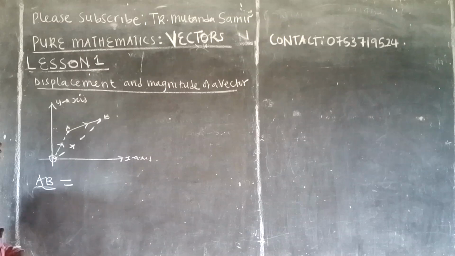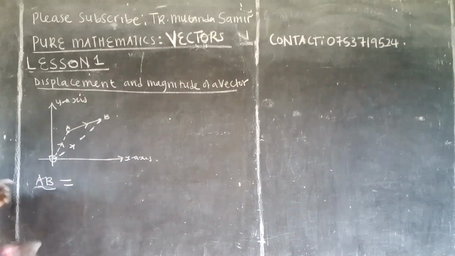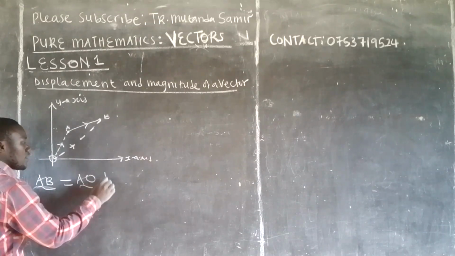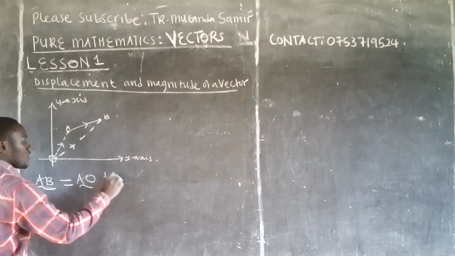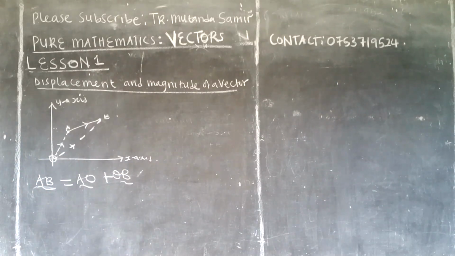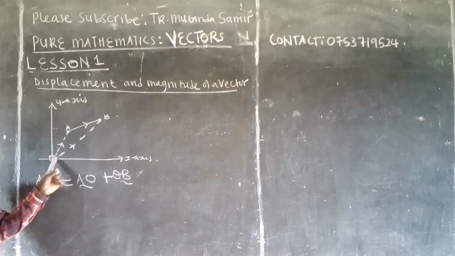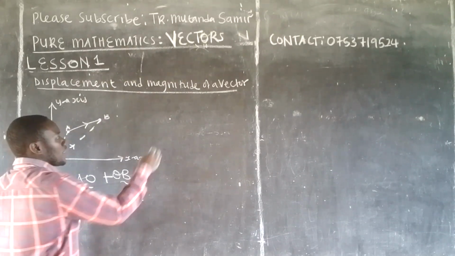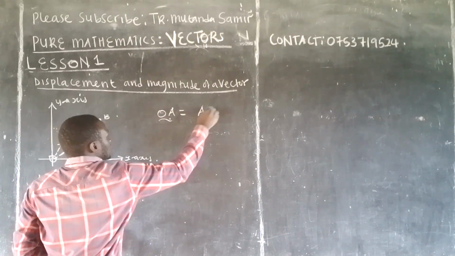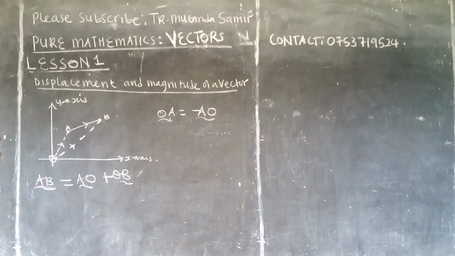Okay, to move from A to B, we shall start from A. You can move from A to O, that is a vector, plus from O to B. That's what we have. But remember, in vectors, AO will be a negative. Once you have the vector OA and want to call it AO instead, you attach a negative. Any change in direction, you attach a negative.